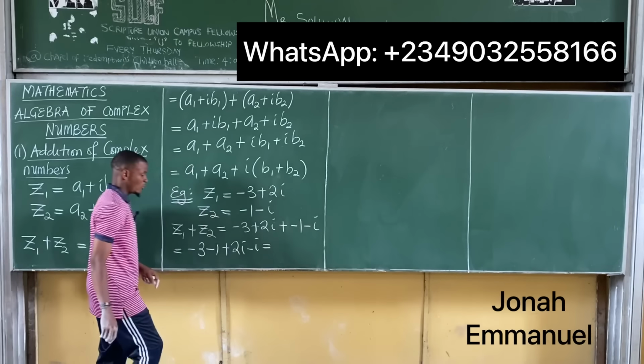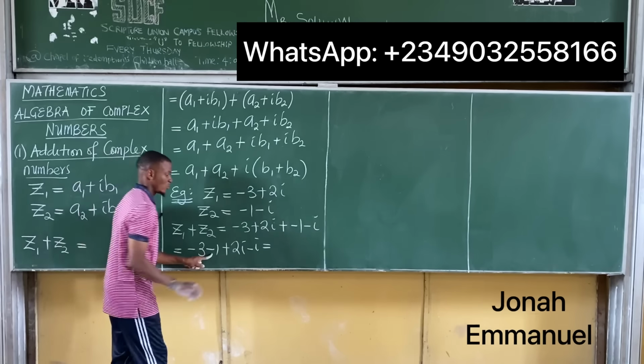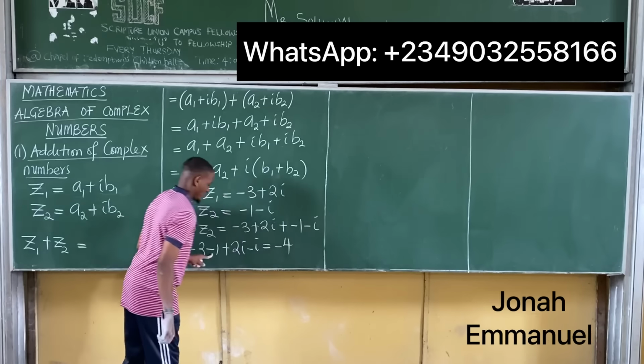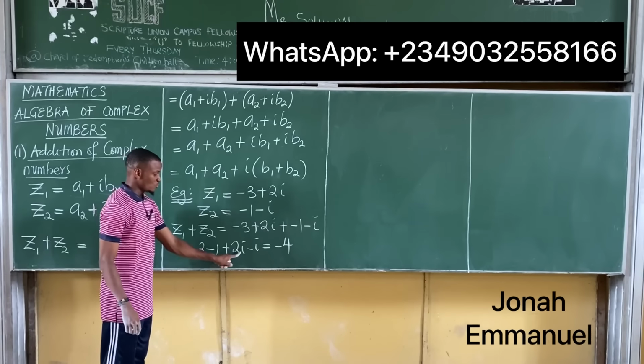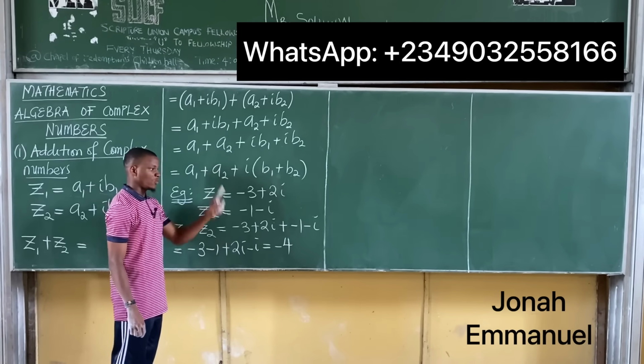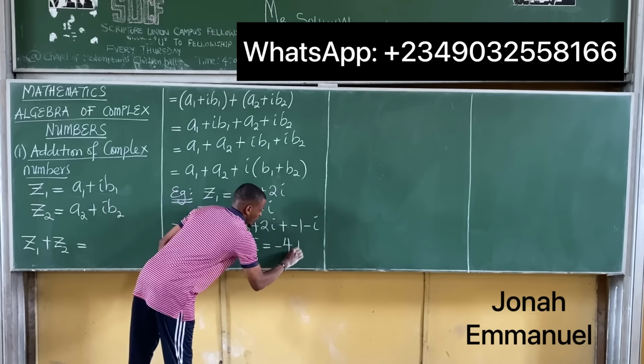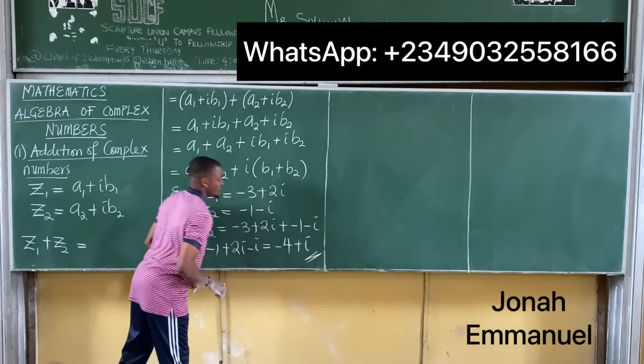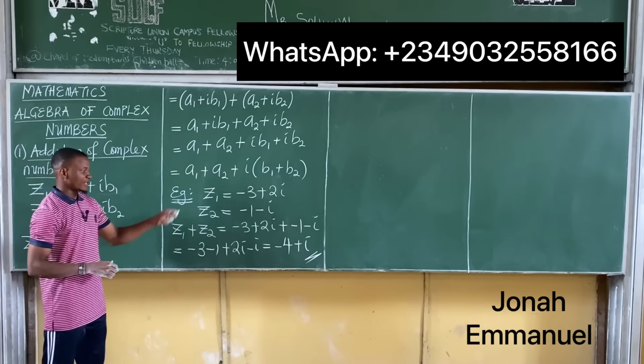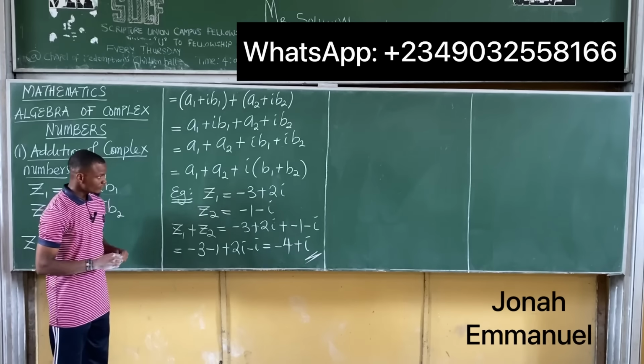If I work on this, minus 3 minus 1 is minus 4, plus 2 minus 1. So 2 minus 1 is 1. That's a positive 1, so plus i. So my answer becomes minus 4 plus i. So this is how we add up complex numbers.